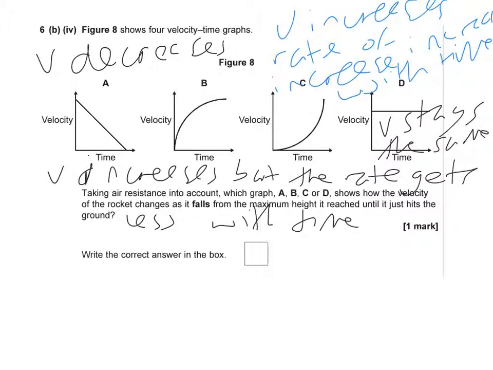So what's going to happen as the rocket falls from a maximum height? At first its velocity will begin to increase, so it's got to be B or C. But as its velocity increases, it's going to collide with more particles. So as it collides with more particles, the rate of increase of velocity will decrease, until it reaches its terminal velocity and we're going at a constant speed. The graph that shows velocity increasing until a maximum is graph B. So B is the correct answer.